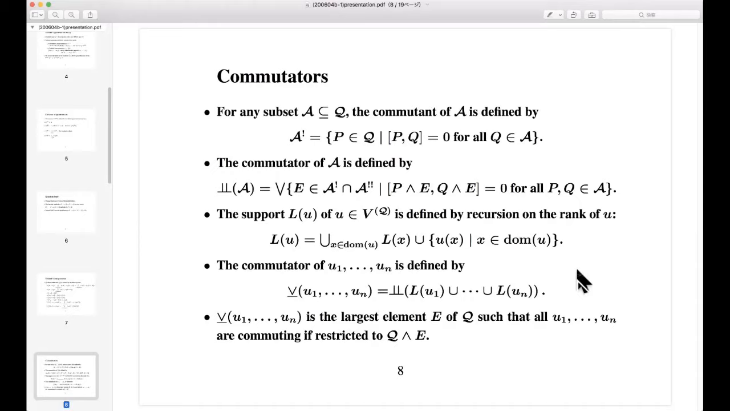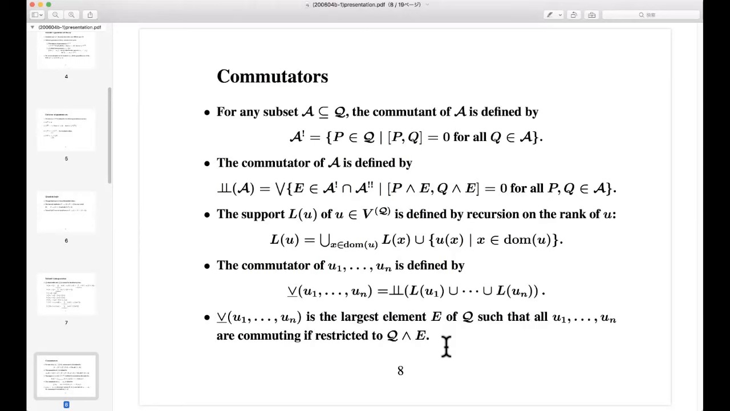So the commutator of the set of elements which are used to construct all of U1 to UN. Then the commutator of U1 to UN is the largest element E of Q such that all U1 to UN are commuting if those elements are restricted to Q and E.